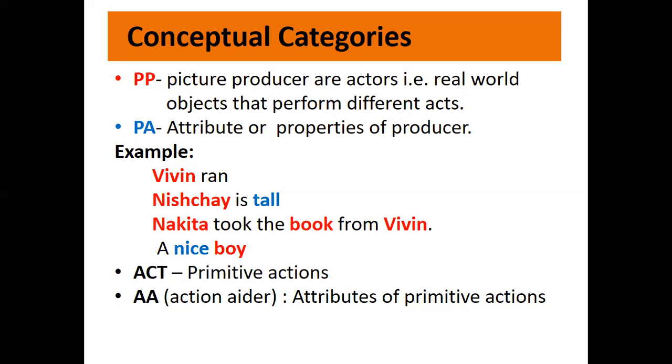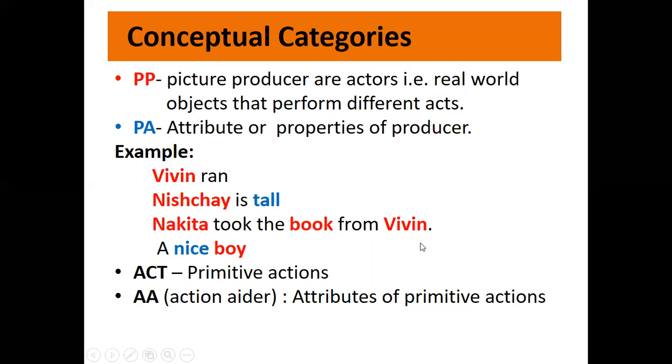Then Nischay is tall. Now, again, Nischay is an actor and tall is the attribute which defines the actor, right? So, Nischay is PP, that is picture producer, and tall is the picture attribute. That is the properties of a picture producer. Is it fine? Similarly, Nakita took the book from Vivin. Now here there is no attribute, there is no property as such. All are picture producer, right?